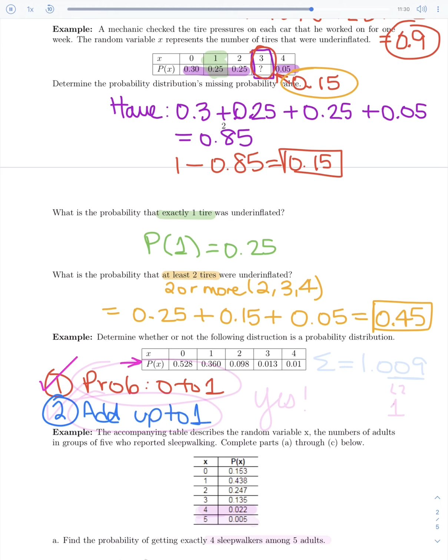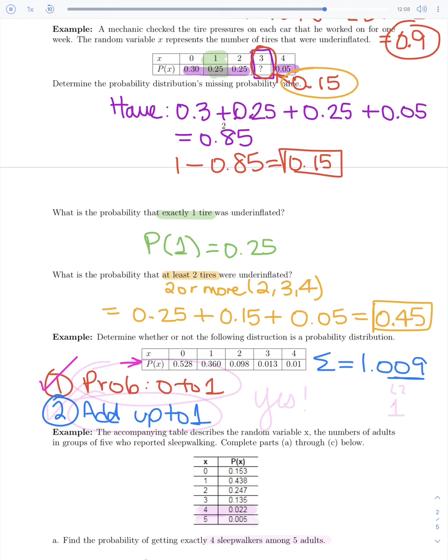So let's go ahead and check that. Let's add up everything. Let's add up all of our probabilities. Remember, the sigma means whatever everything is added up. That sigma is just a fancy way of saying add everything up. So let's add up all the probabilities and see what we get. Well, if you add up the 0.528, the 0.360, the 0.098, the 0.013, plus the 0.01, notice we get something that is 1.009.